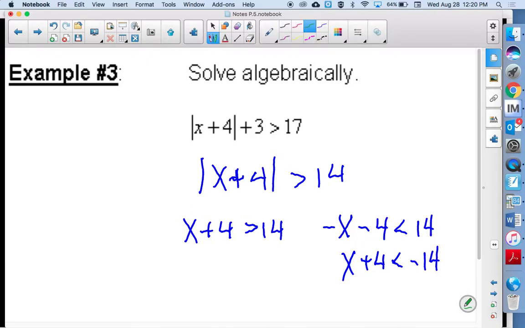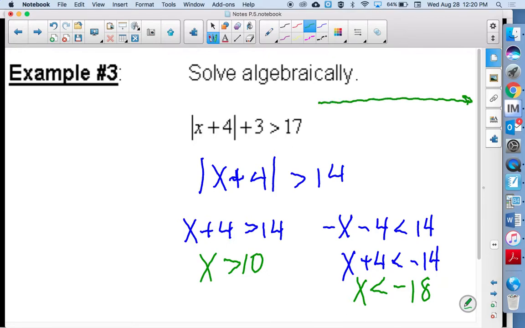So one answer should say x is greater than 10. The other answer should say x is less than -18. Whichever way you solve those equations, those should be your two inequalities. Our goal is to write that as two inequalities with interval notation. And if you need to look at what the graph is saying, just make yourself a quick little graph. So we have a negative 18 and a positive 10. It says less than negative 18, greater than 10.